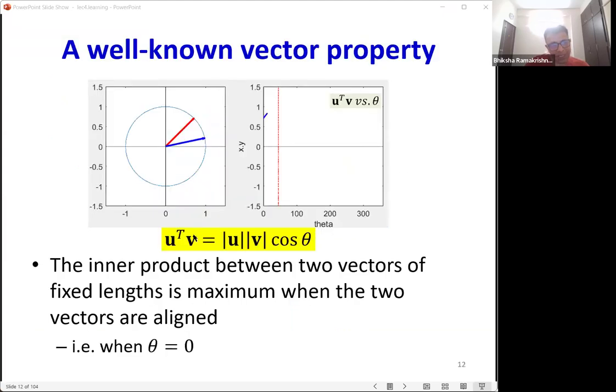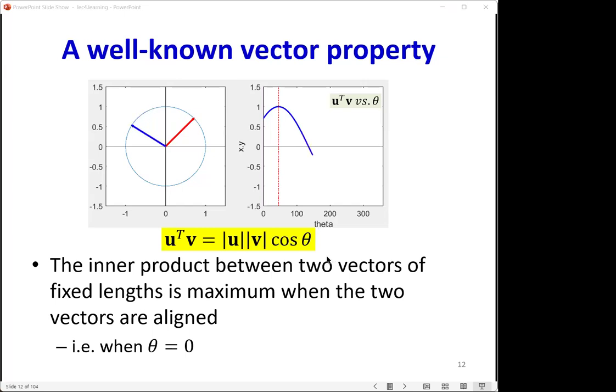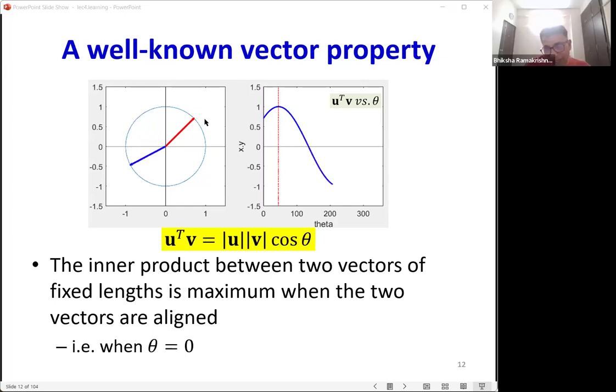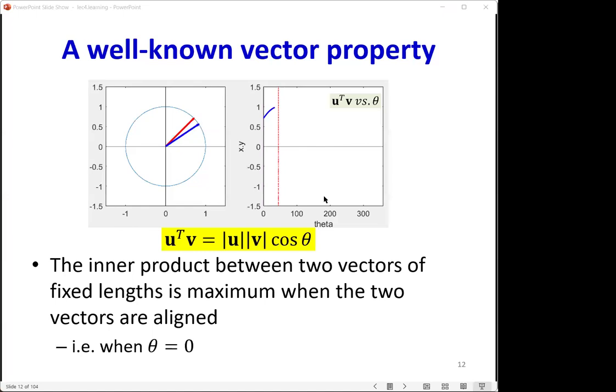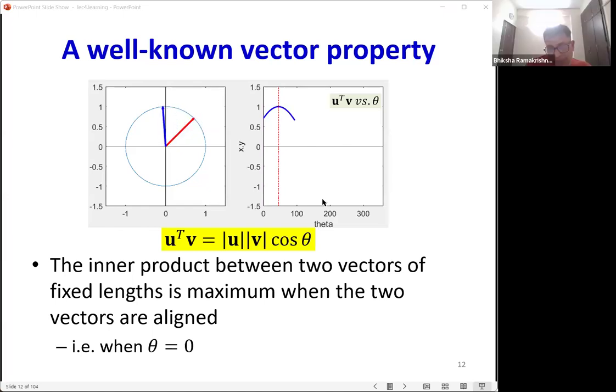And so if I have u transpose v, it's mod u mod v cos theta. So let's say this is v and the blue vector is u. Then as u keeps rotating around, when is this inner product maximum? At 0, when the two are perfectly aligned, right? Angle is 0, so when blue is right on top of the red. And when is it minimum? When blue is exactly opposite to red.